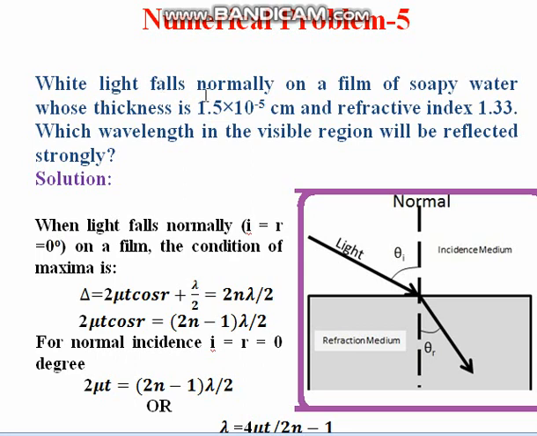Okay, so everything is clear here. This is the question of thin film, and this is the case of reflected light. The word reflection is used here, so we have to examine only the reflected light. One important thing I want to discuss is the case of normal incidence.